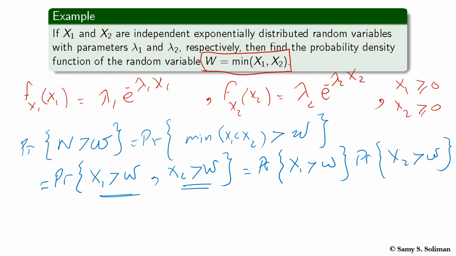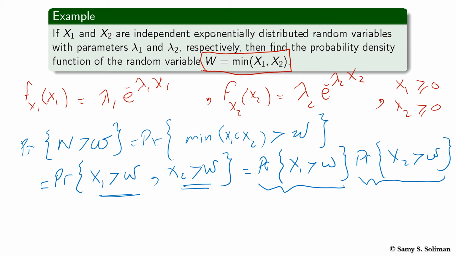Now we have separated the two random variables and it became straightforward, because this is the complementary CDF of x1 and this is the complementary CDF of x2. Recall that the complementary CDF is 1 minus the CDF. The CDF is the probability that a random variable is less than a specific threshold. So the probability that the random variable is larger than a specific threshold is 1 minus the CDF, and this is what we call the complementary CDF.